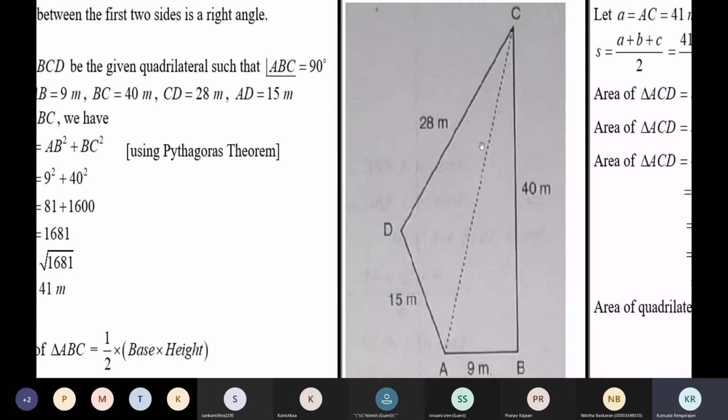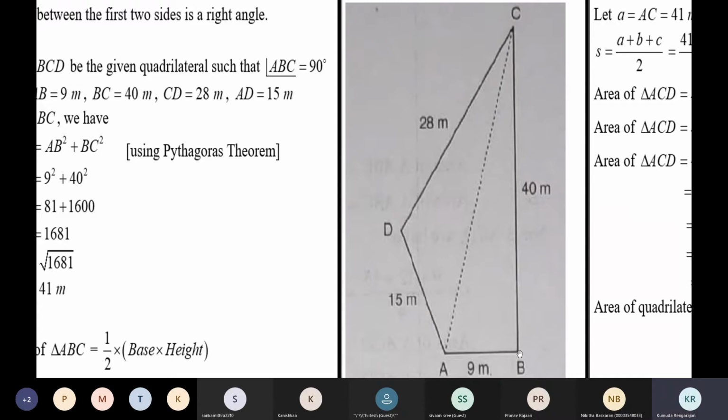So join AC. Now you have divided the quadrilateral into two triangles. This is the right triangle. This is a scalene triangle. This is a right triangle. Now tell me, how will you find the area of the quadrilateral? Area of the quadrilateral is area of this triangle plus the area of this triangle. How do we find the area of this triangle?